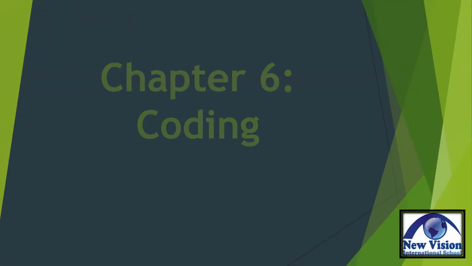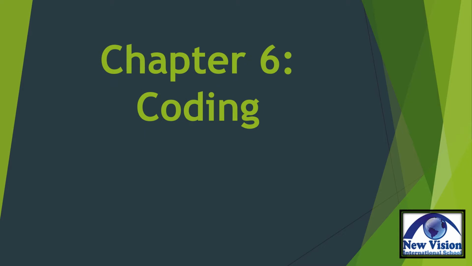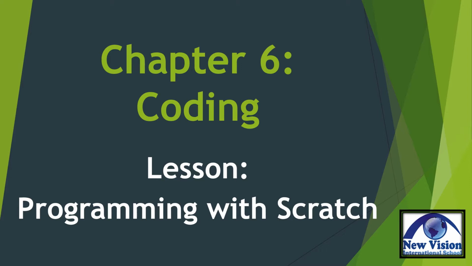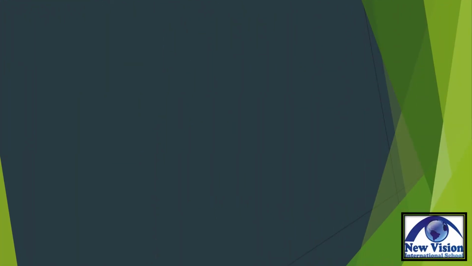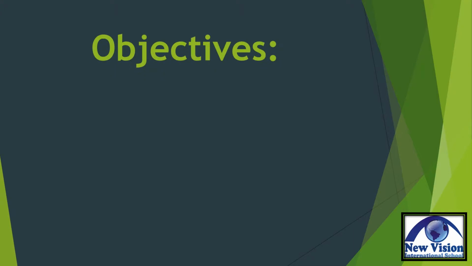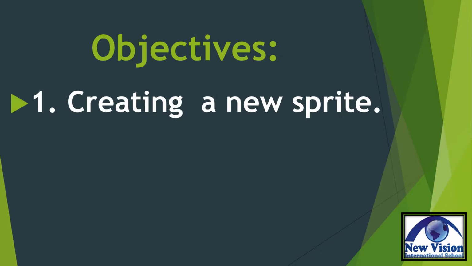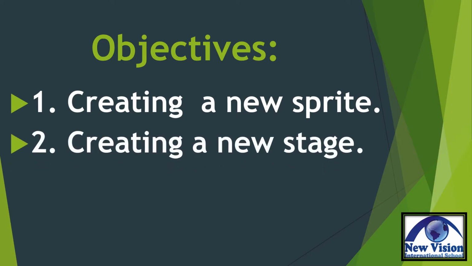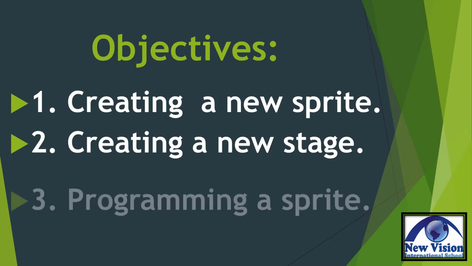Our today's lesson is under Chapter 6, Coding, entitled Programming with Scratch. The objectives of our today's lesson are the following. Number 1, creating a new sprite. Number 2, creating a new stage. And number 3, programming a sprite.